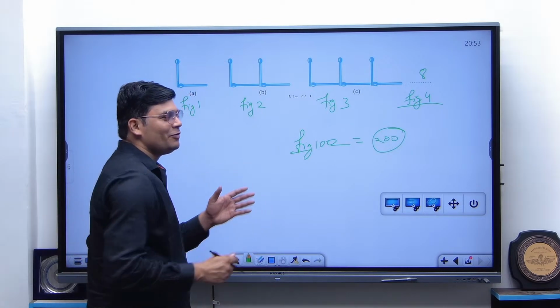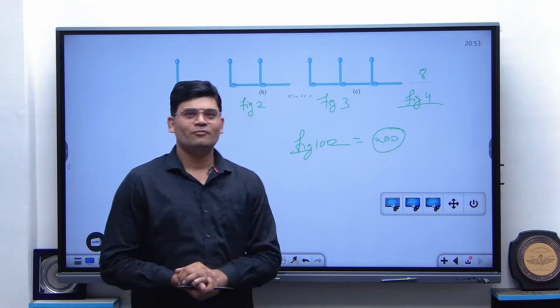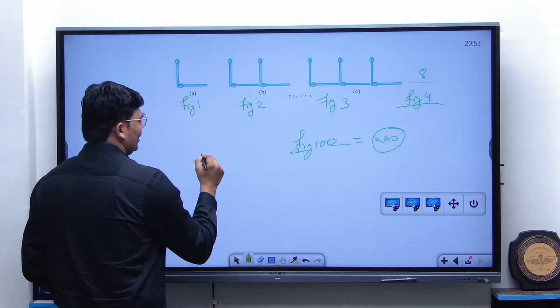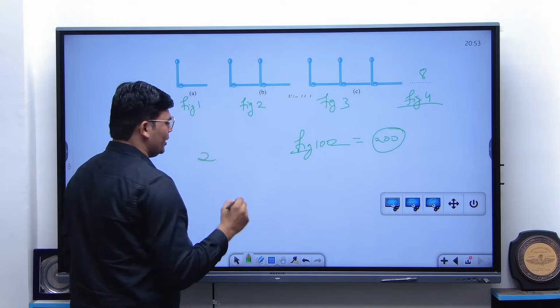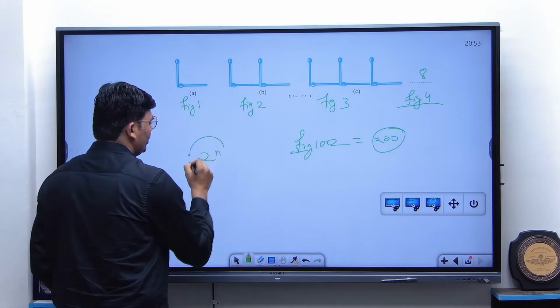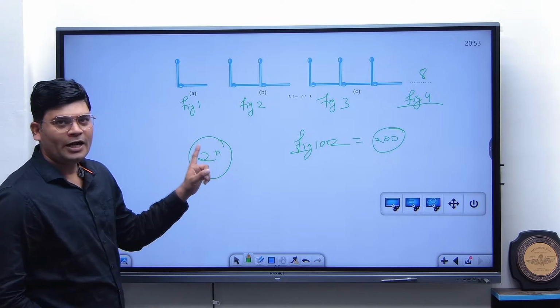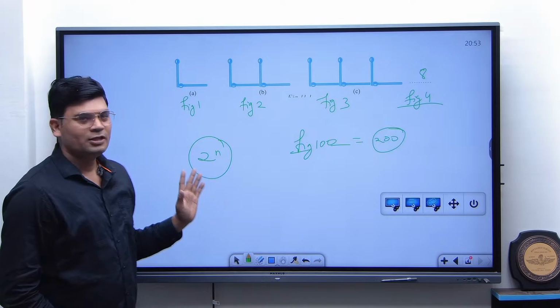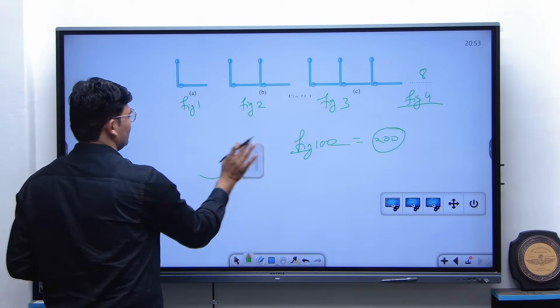Very good. So, if I ask you to write in a general term, what should I write? Tell me. General means it goes for every figure. So we will say 2 into n, where n denotes the figure number. Alright? The number of matchsticks.